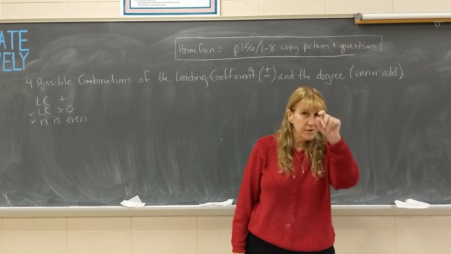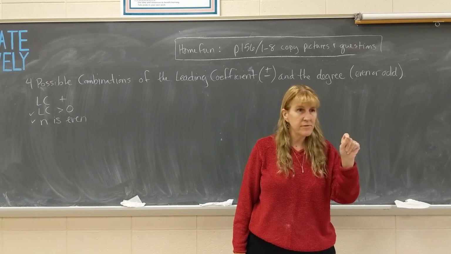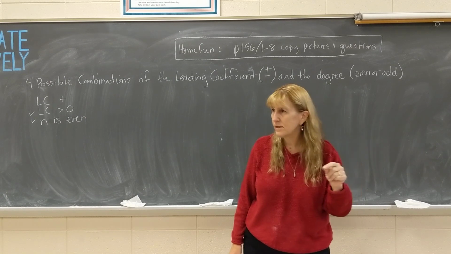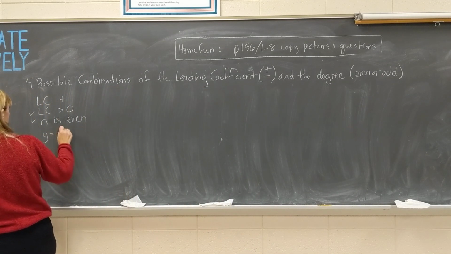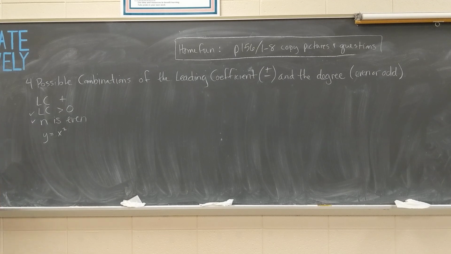X squared, even degree, positive leading coefficient, y equals positive x squared. That is the easiest even degree polynomial function we've done.